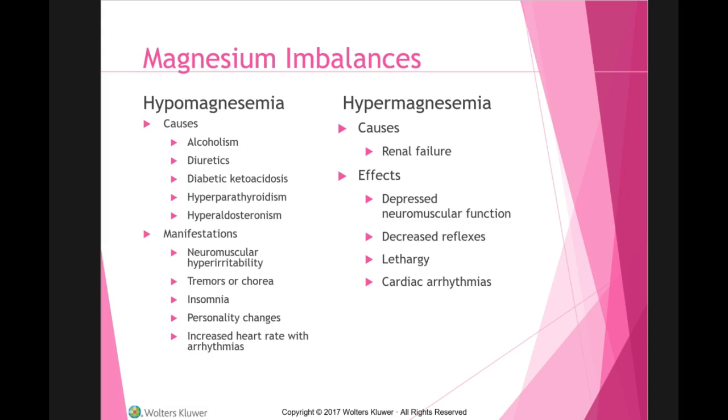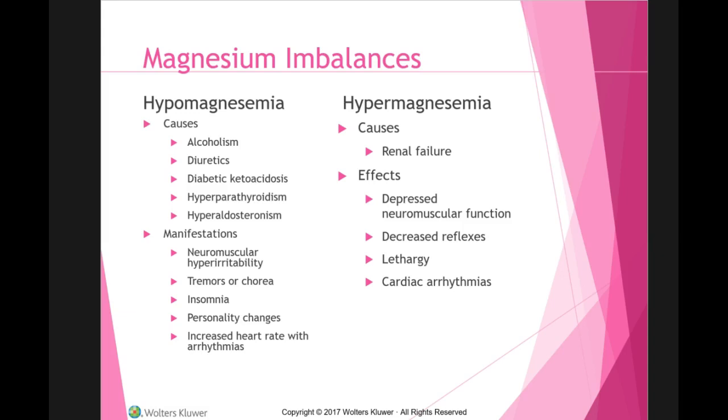So if you're deficient of magnesium, you have neuromuscular irritability, tremors, or chorea, those repetitive disorganized movements, similar to that people have in Huntington's disease. Also insomnia, personality changes, and an increase in heart rate with arrhythmias.